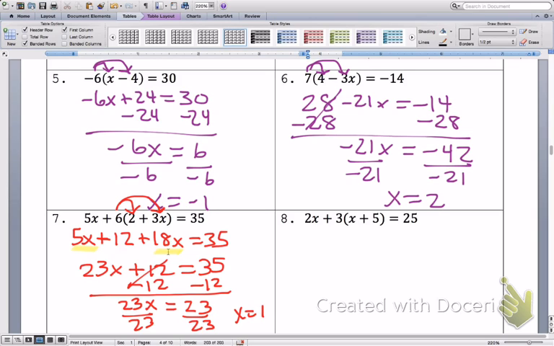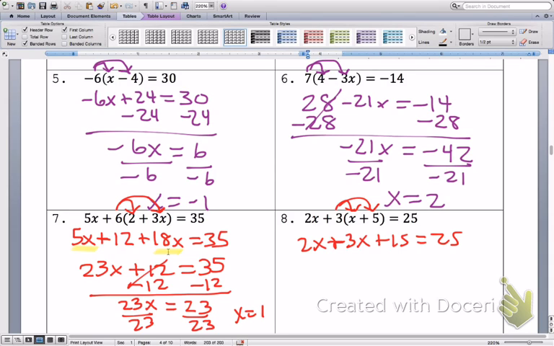And the last one, try it out. Pause the video and come back and check your answer. So you should have started with the distributive property, 2x plus 3x plus 15 equals 25.